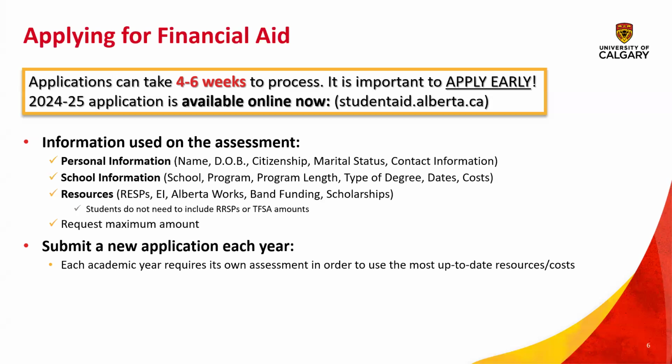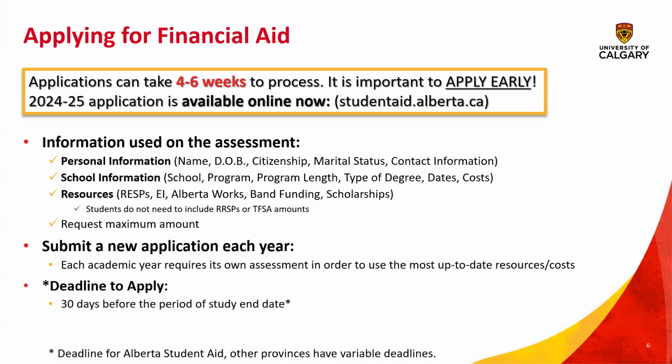Then you'll submit another application next year, in June or early July, when the application for the new academic year opens. And just to reiterate, the deadline to submit an application for financial aid to be considered is 30 days before the period of study end date. So if you are submitting an application for fall, that application needs to be submitted no later than December 1. And do know that we're using the deadlines for Alberta Student Aid. Other provinces may have different deadlines, so you always want to double check with your lender.